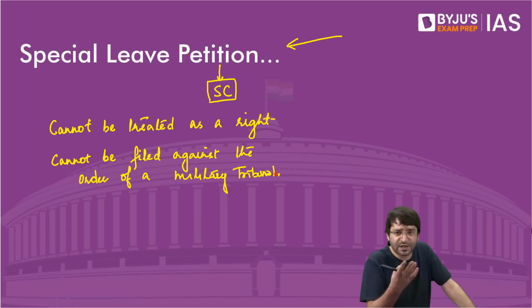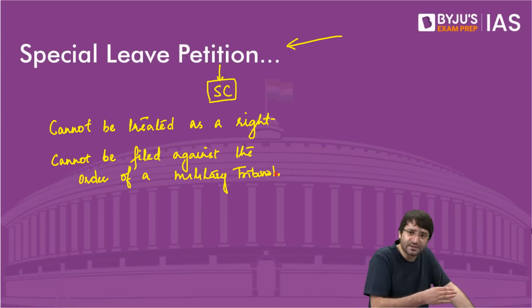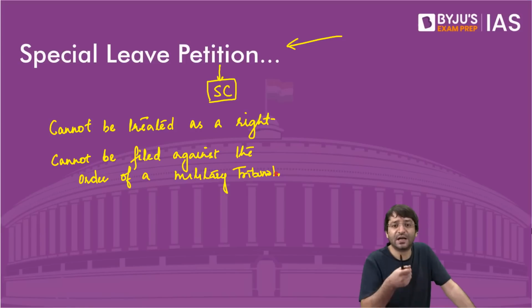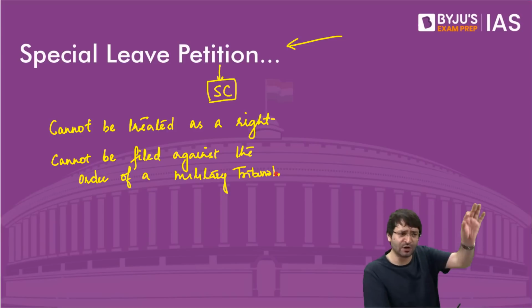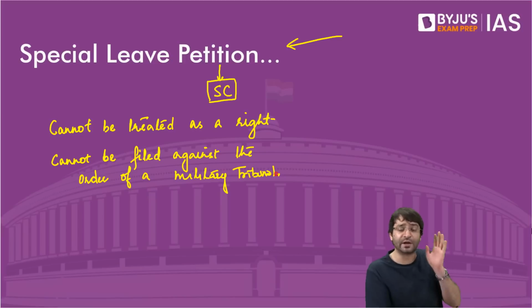What if the High Court says we will not give you that certificate? You can still approach the Supreme Court, convince it that this case should be heard because I have these reasons. That is what we call a special leave petition without a certificate. And once the Supreme Court is satisfied that yes, this case indeed needs to be heard by us, it will set a date. On this date, we will hear this case. Otherwise, it will dismiss it. But this special leave cannot be filed against the order of a military tribunal.